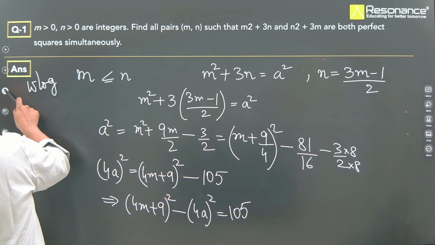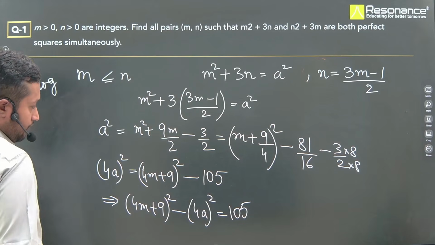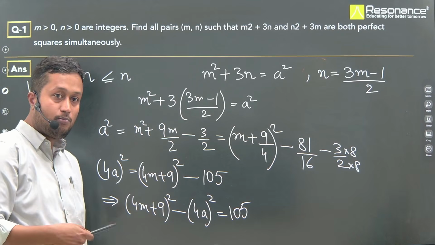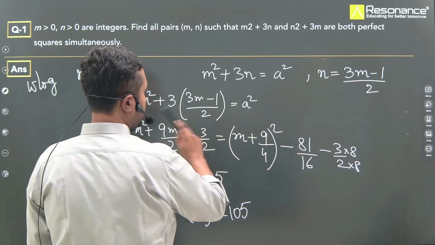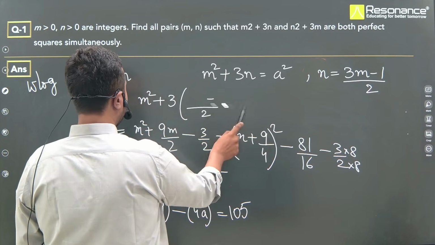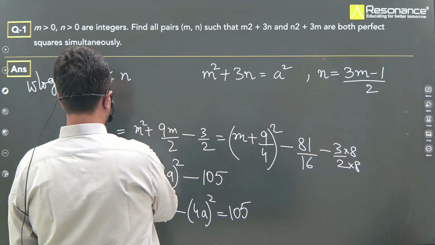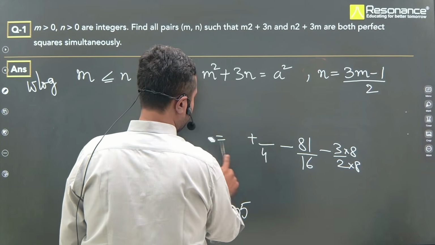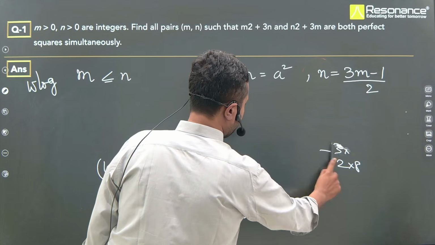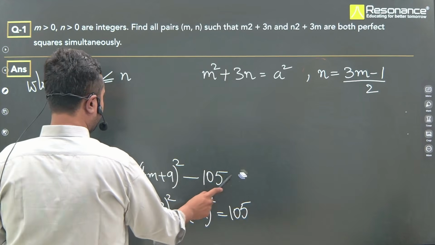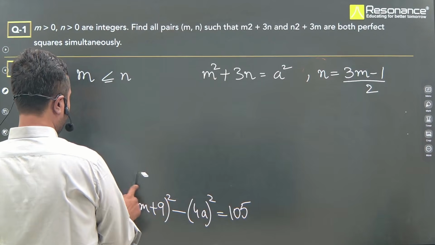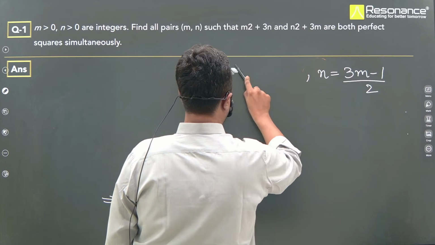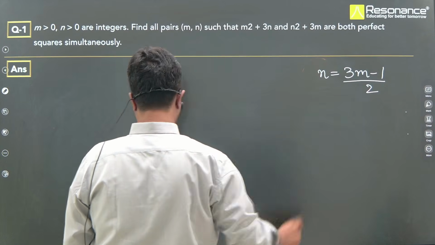Okay, so it's here now. Now the difference of two squares is 105. You can factorize this and work out the possibilities, right? So which one do I remove? I think I can remove all these things. I'll keep that.